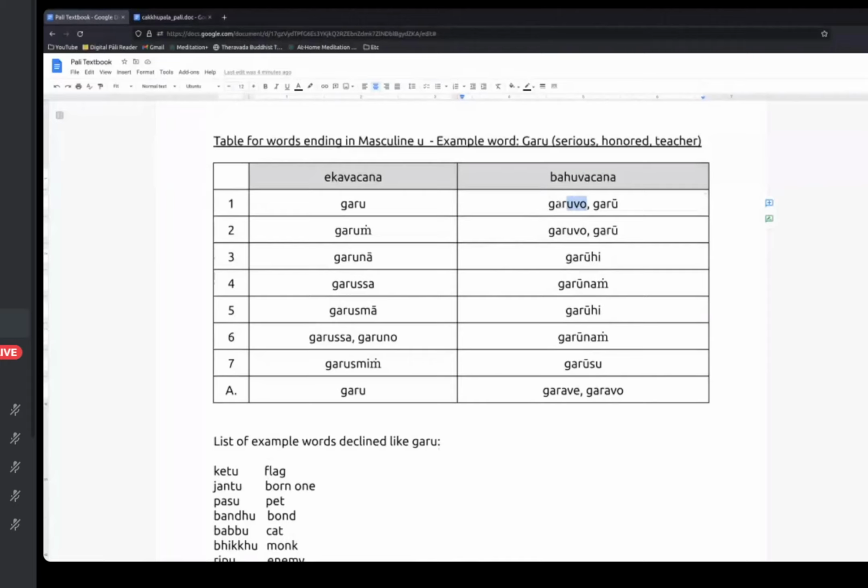This is, I think, a leftover of the dual case. I'm not sure, actually. There is no dual case in Pali, but some of these words are remnants of a dual case where it's only referring to two. But bhikkhu would be bhikkhawo. Bhikkhu is actually irregular. Bhikkhawo, you would never see bhikkhuwo.